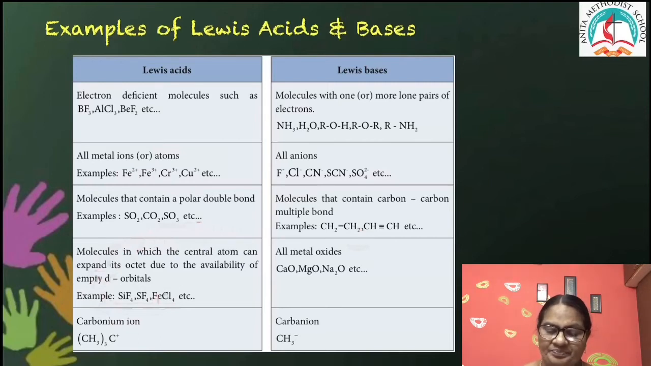Lewis acids. All metal oxides which have lone pair of electrons, we saw just now oxygen has got 2 lone pairs of electrons, and they can act as bases, Lewis bases. Example, I have carbonium ion, here I have carbanion. So children, we have seen 3 concepts of acids and bases.